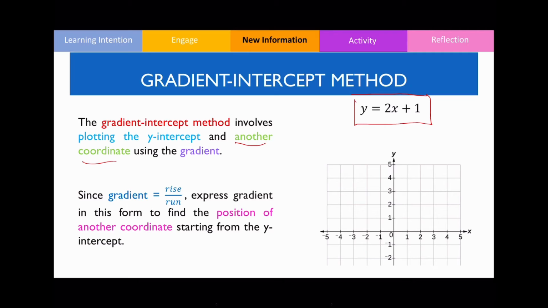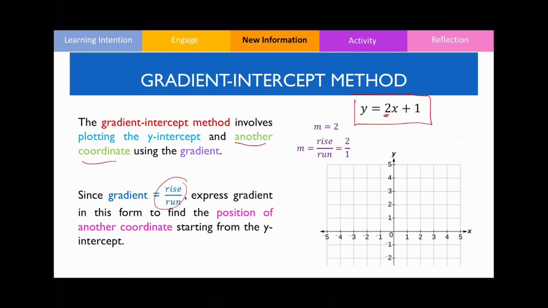What I'm going to show you right now is how we actually graph this using the y-intercept as well as the gradient. In this case, we know that the gradient is equal to 2, right? Because that's the coefficient in front of x. Now, I'm going to represent that gradient in fraction form just to see how much it rises and how much it runs. You'd agree with me that 2 can be written as 2 over 1 as a fraction. Therefore, we can say that you're going to be rising 2 units for every 1 unit you run horizontally.